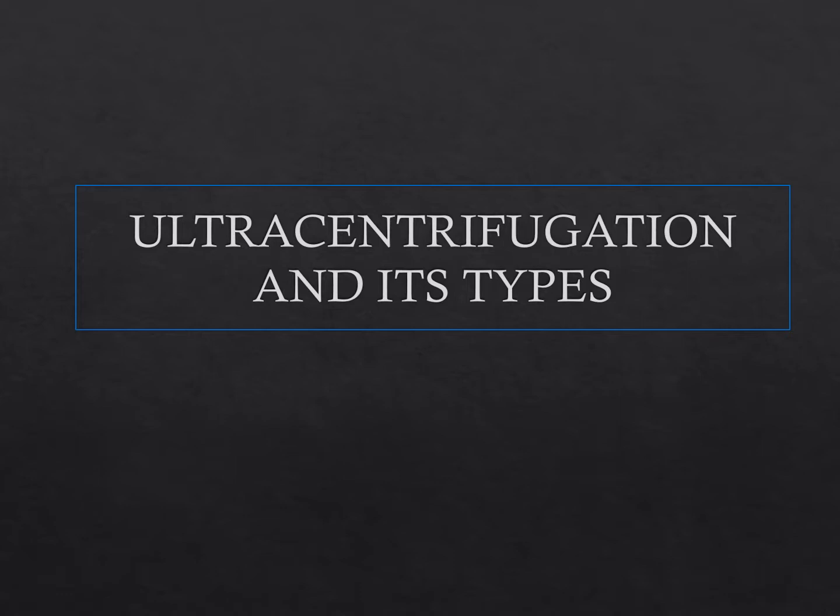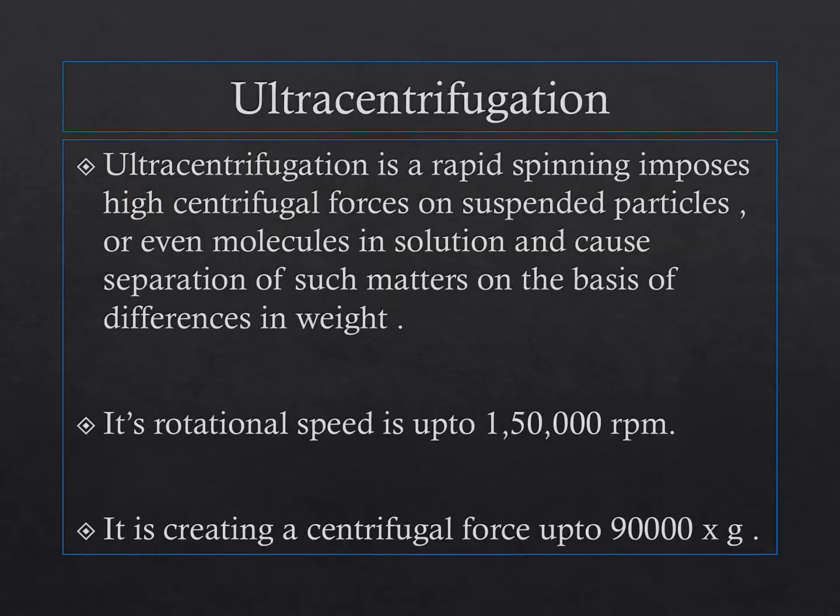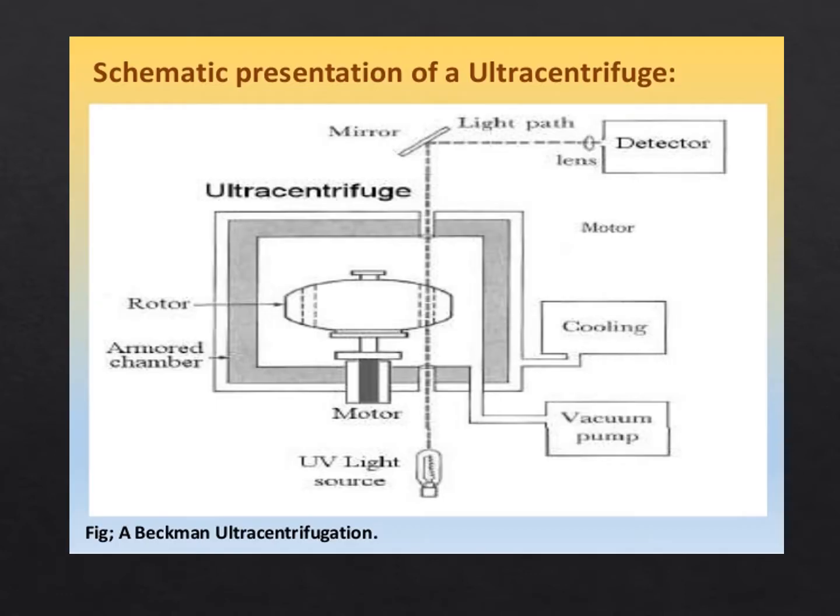Now we are going to see about ultracentrifugation and its types. Ultracentrifugation: rapid spinning imposes a high centrifugal force on suspended particles or even molecules in solution and causes separation of such matter on the basis of difference in weight. Its rotational speed is up to 1,50,000 rpm. It creates a centrifugal force up to 90,000 g. The schematic representation of ultracentrifugation, and this figure is a model of the Beckman ultracentrifuge.